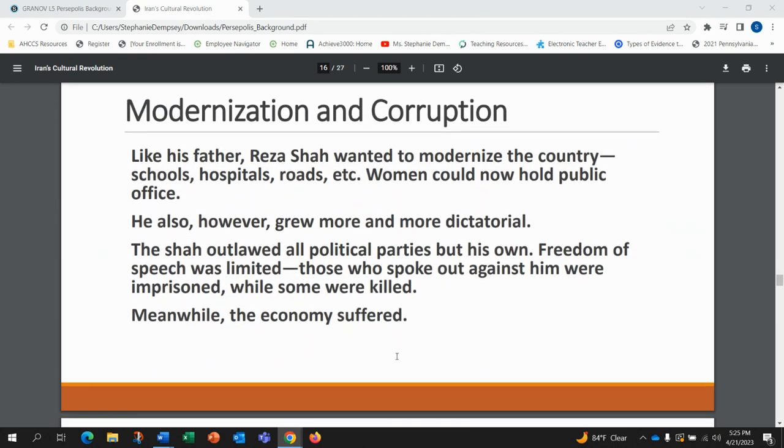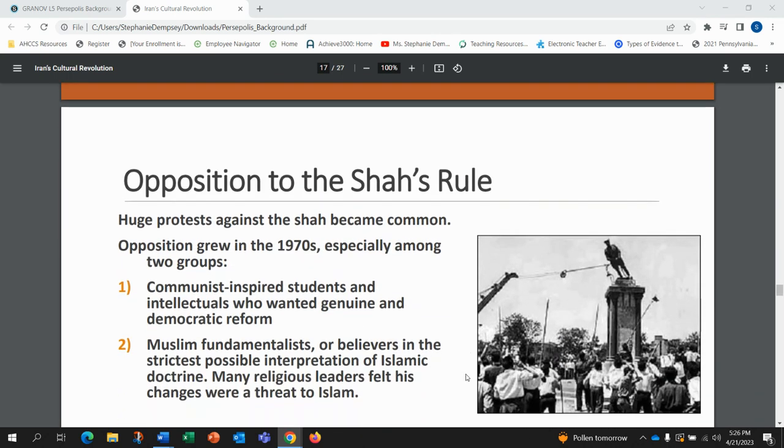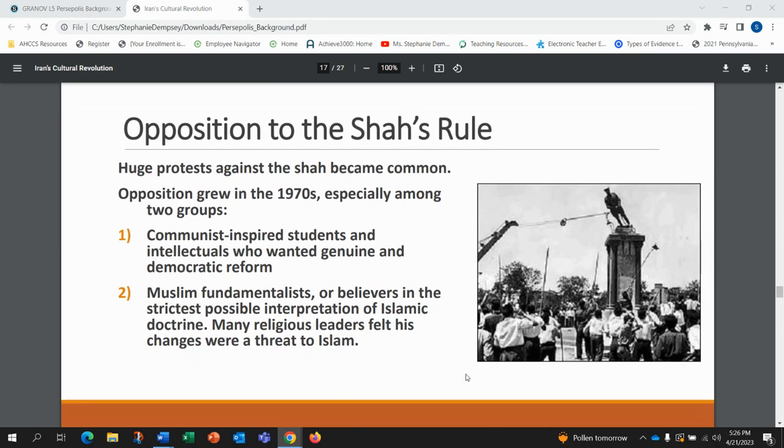Modernization and corruption. Like his father, the Shah wanted to modernize the country: schools, hospitals, roads, etc. And women could now hold public office. He also, however, grew more and more dictatorial. The Shah outlawed all political parties but his own. Freedom of speech was limited. Those who spoke out against him were imprisoned, while some were killed. Meanwhile, the economy suffered. Huge protests against the Shah became common.